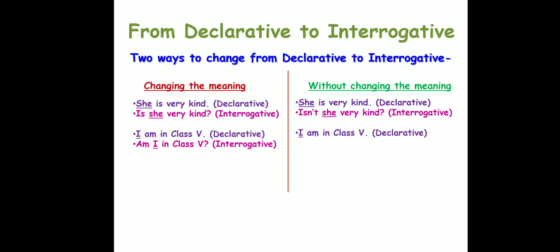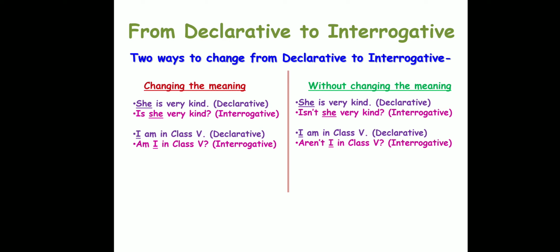I am in class 5. This is the declarative. So how will we change this? We'll say, aren't I in class 5? Okay, so am not has no contraction, as we have studied already in the last chapter. Am not becomes aren't. Okay, so aren't I in class 5? Again, when I say aren't I in class 5, my answer will always be yes, I am in class 5. So here again, meaning will not get changed if I add the contraction of are not over here.